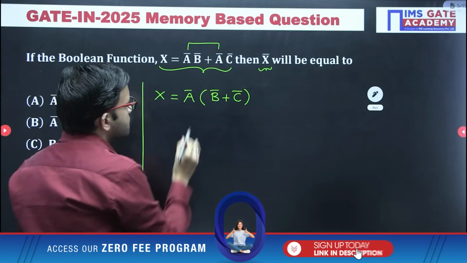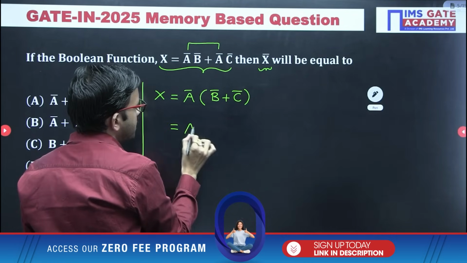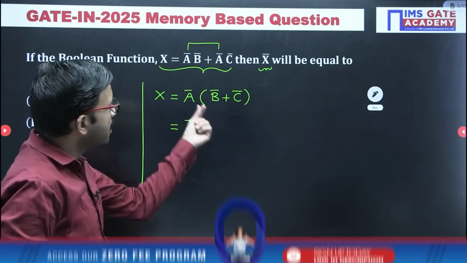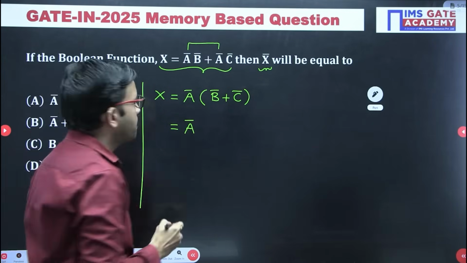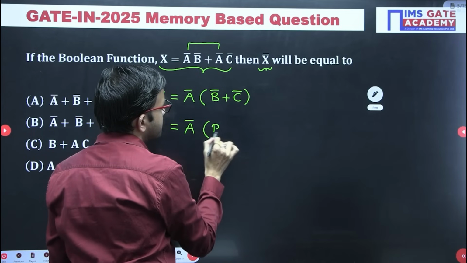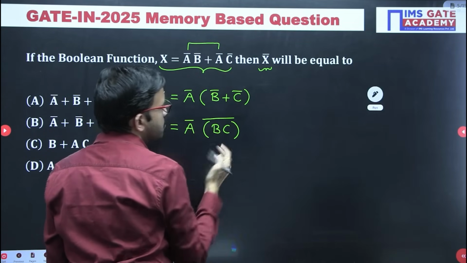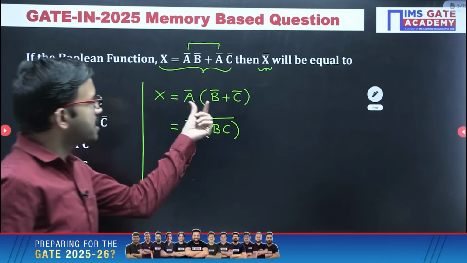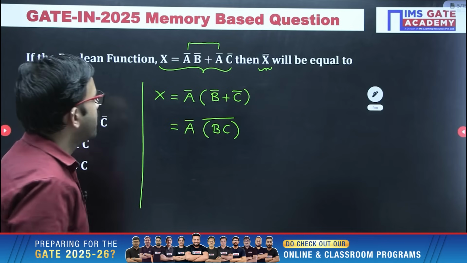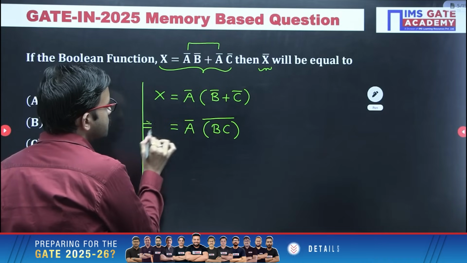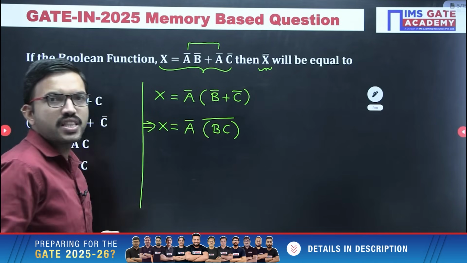Okay, now a bar I am keeping as it is. B bar plus c bar we can write as bc whole bar by using De Morgan's law. Bc whole bar is nothing but b bar plus c bar, right? Now this is the function you got in the simplified form.